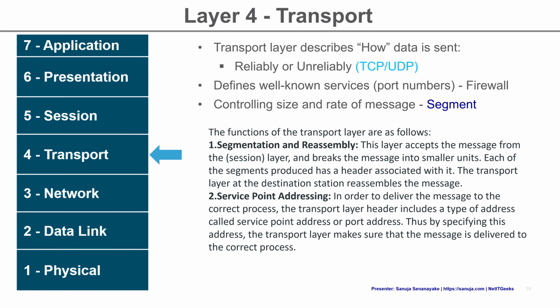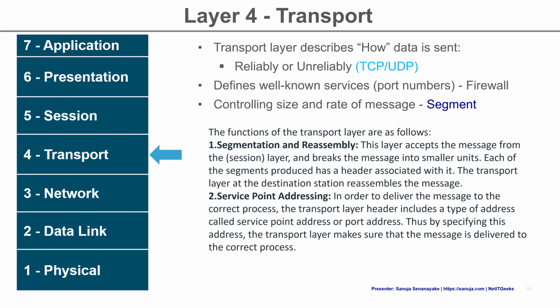So the next layer is layer number 4, which is the transport layer. The transport layer describes how the data is sent. That is where the TCP or UDP picking happens, whether it's going to be reliable transport, which is TCP, or unreliable transport, which is UDP. Again, I have described extensively how those work in both my A+ certification program lectures as well as my CCNA lectures. You can go ahead and check those out.